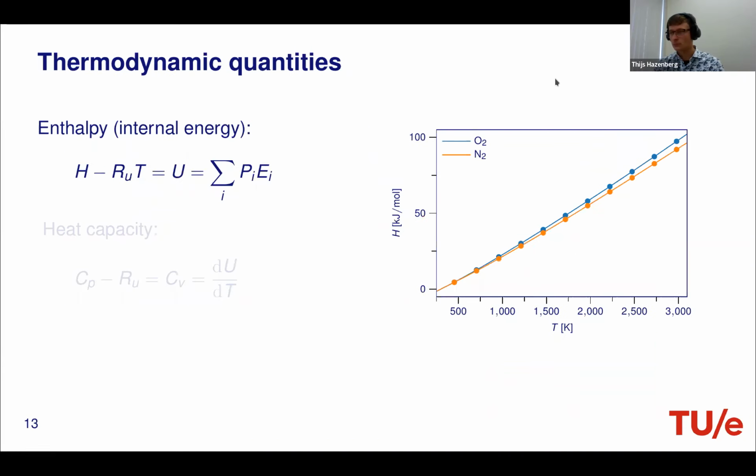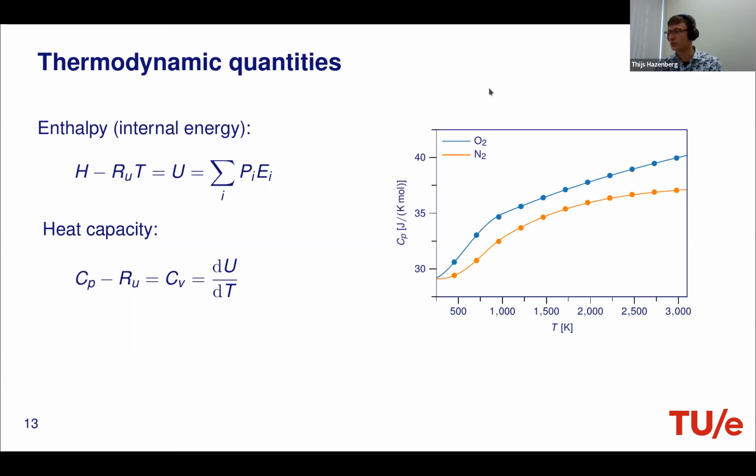Okay, so where does this thermodynamic data come from? Well, the enthalpy is just a measure of the probability of finding a given internal state and the energy of that internal state. And we can find these probabilities by assuming a Boltzmann distribution. And if we then take a temperature derivative of this, we can get the heat capacity.